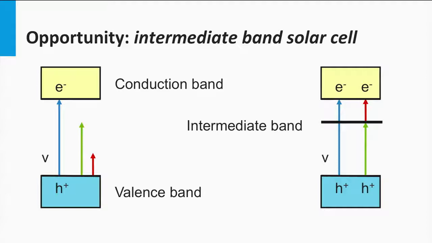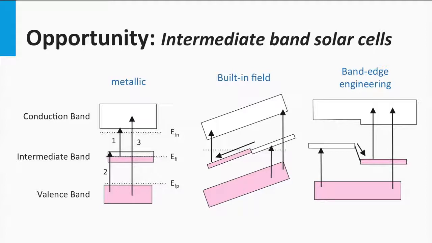The high energetic photons can excite an electron from the valence band into the conduction band, just like in a normal semiconductor material. The difference is that photons below the band gap can excite an electron from the valence band into the intermediate band. A second photon is required to excite the electron from the intermediate band into the conduction band. Various ideas exist how these charge carriers are excited, transported and collected in those devices.